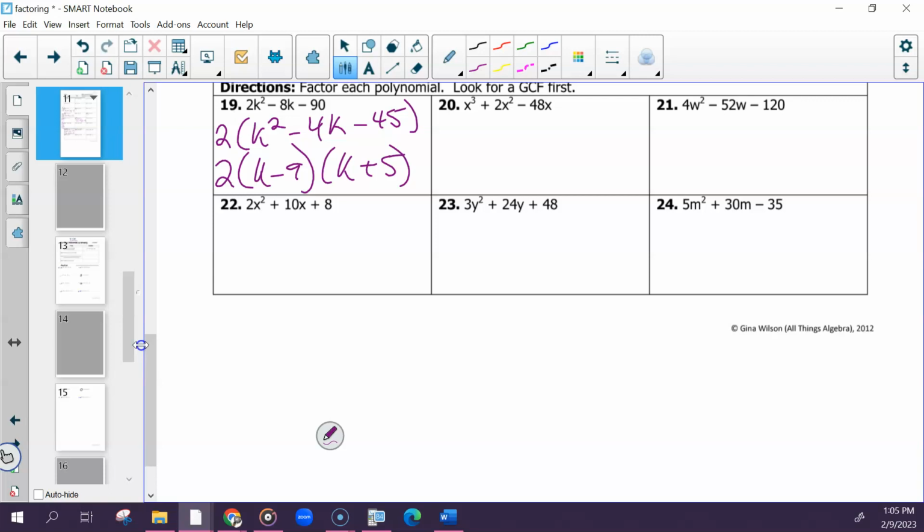For the next one, what is that GCF? Or does it have one, and what is it? X. So if we divide out x, what's left? X squared plus 2x minus.